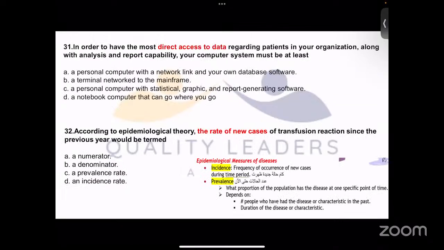Okay, number 31, in order to have the most direct access to data regarding patients in your organization, along with analysis and report capability, your computer system must be at least A, a personal computer with a network link and your own database software. B, a terminal network computer with statistical graphic and report generating software. And D, a notebook computer that can go where you go.